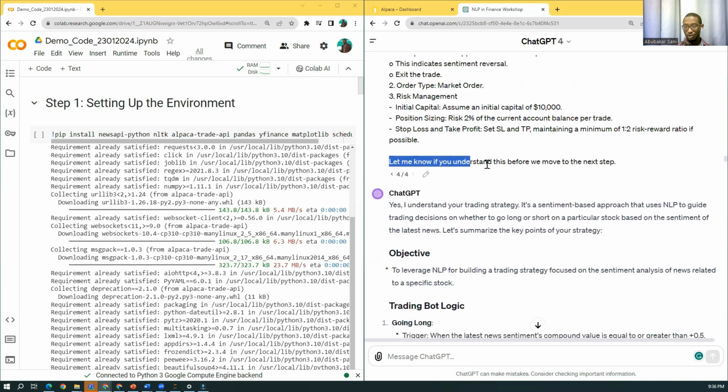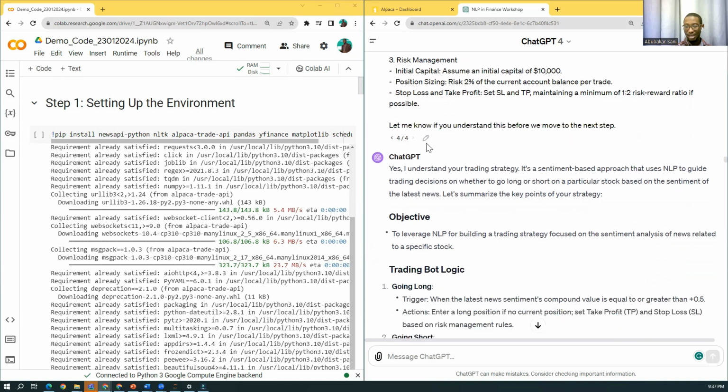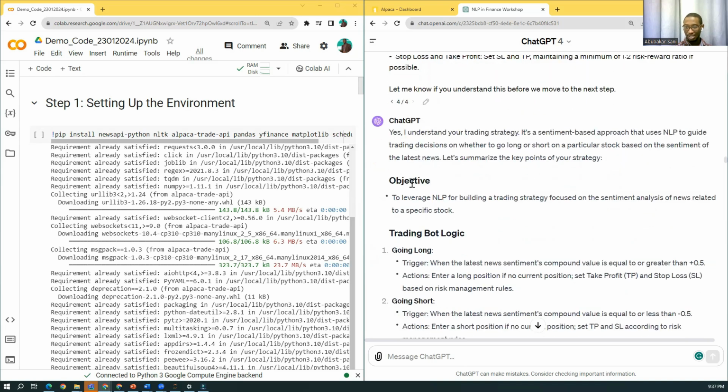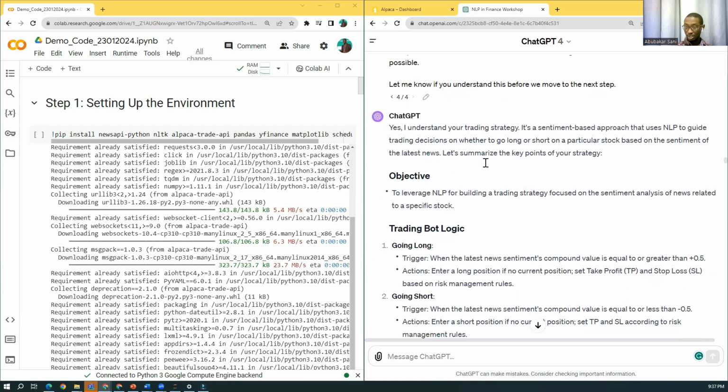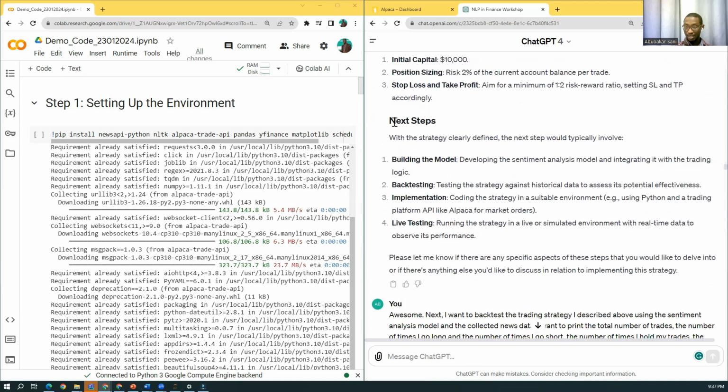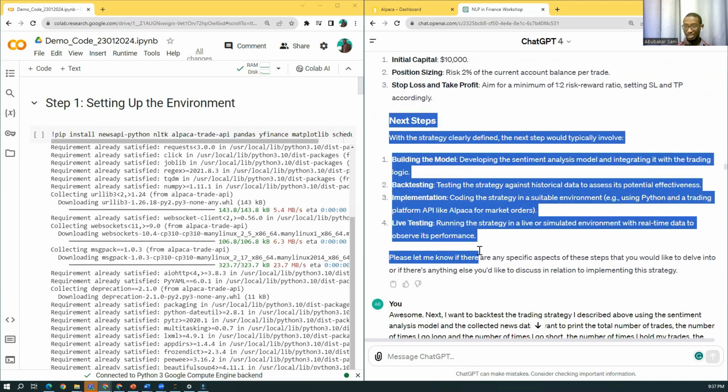And I told it to let me know if it understands this before we move to the next step. I told you it's always good to ask it this so that it tells you if there is a loophole, a blind spot in your strategy, something you couldn't realize. So it can tell you that. It told me that it understood, and it told me everything based on that. And then it even provided me with some next steps.